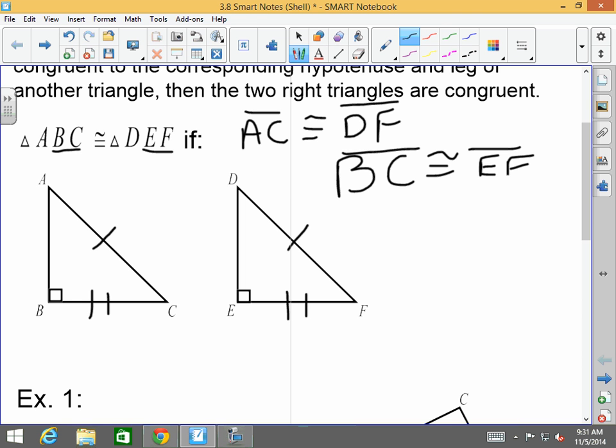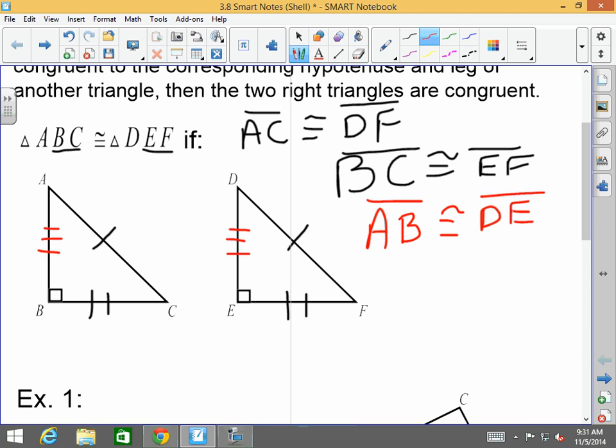I could have also stated, though, instead of BC being congruent to EF, I could have told you that AB is congruent to DE, along with the hypotenuse. That would have also worked. All you need is the corresponding hypotenuses and one corresponding leg that are congruent. That's all you need. You don't need both of them, because then if you had everything corresponding and congruent, that'd be side-side-side. So you just need one leg that is corresponding and congruent, and the hypotenuse.